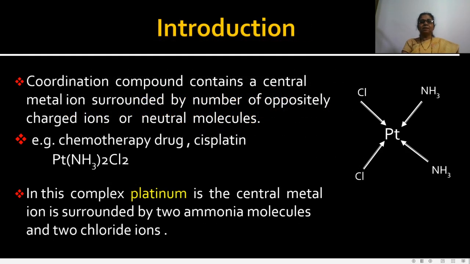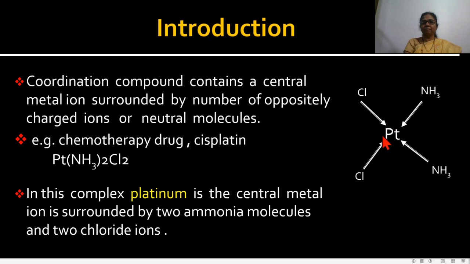Now see what coordination compounds are. Mainly, coordination compounds contain two parts: the central metal ion, and the second part, the ligands. The central metal ion is surrounded by a number of oppositely charged ions or neutral molecules. For example, the chemotherapy drug cisplatin, Pt(NH3)2Cl2. This is the cisplatin example.